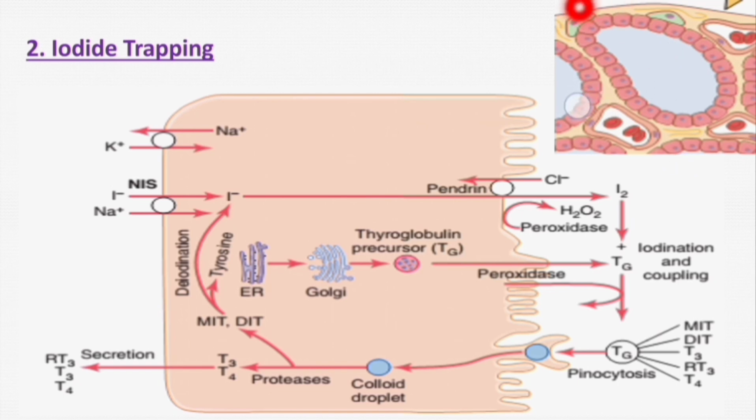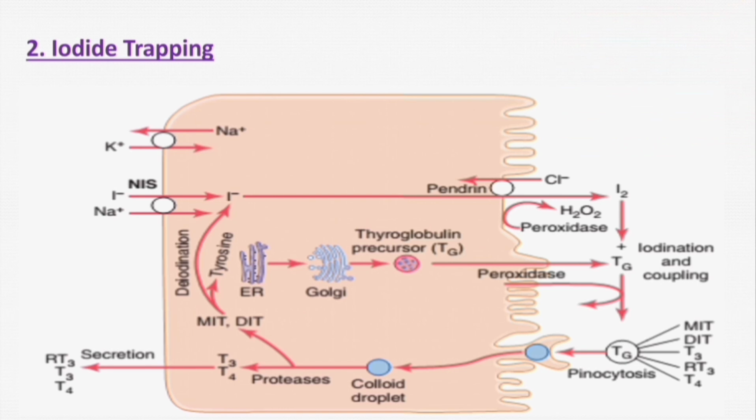So, this is the picture of the follicle and thyroid cells, and this is one enlarged cuboidal epithelial cell. Okay, we have enlarged one cell, and this is the basal side of the cell which faces towards the blood capillaries, and this is the apical side of the cell. Okay, this is the apical side of the cell, and this is the basal side of the cell.